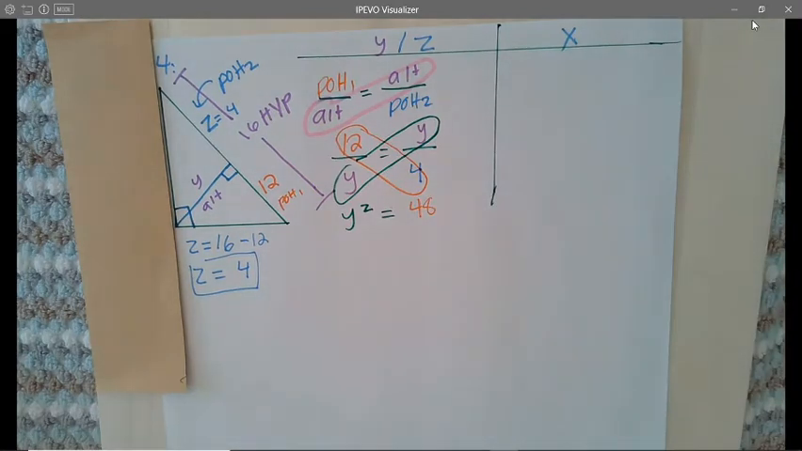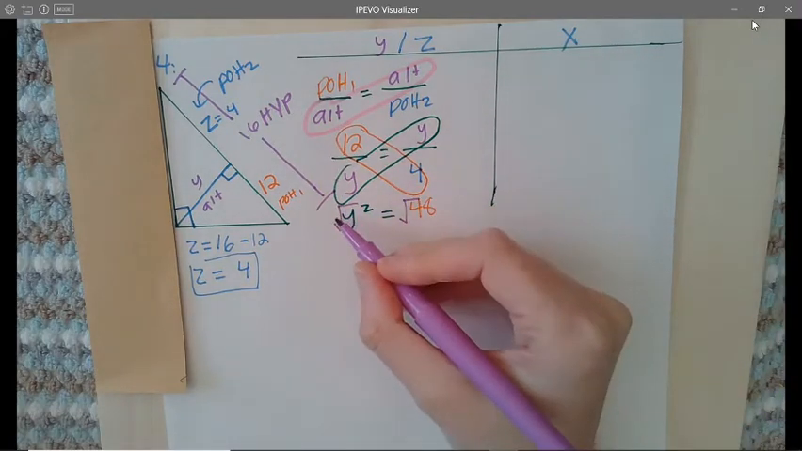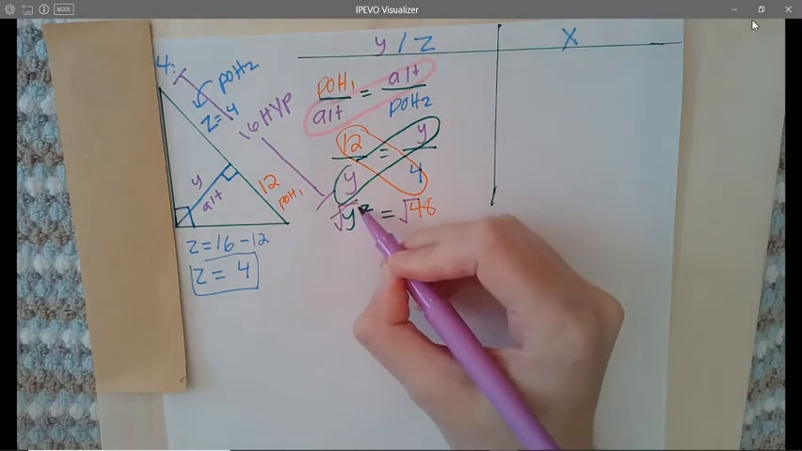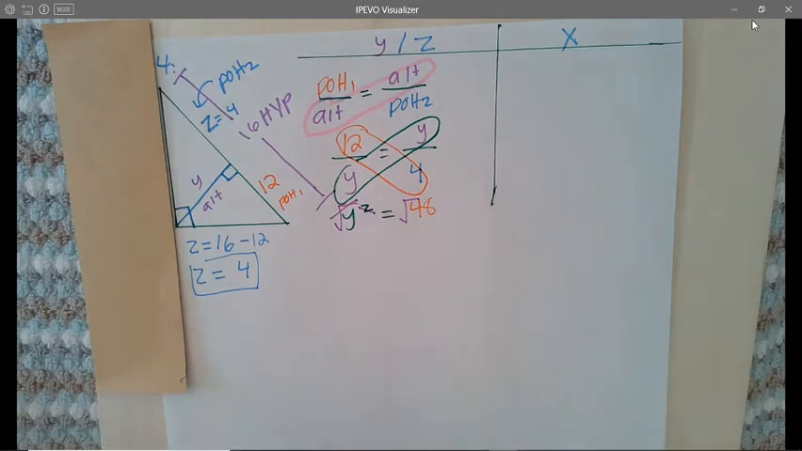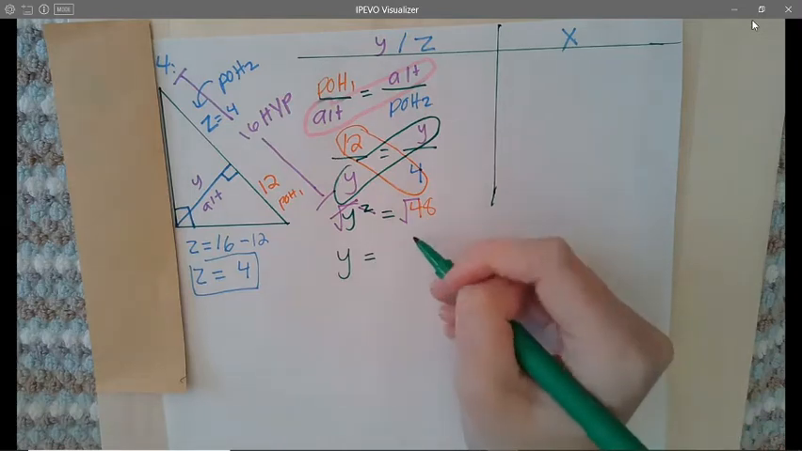All right, and how do we undo a square? We square root that thing on both sides. So I'm going to square root it, which will cancel out the square. Bam. So we're left with y equals the square root of 48.